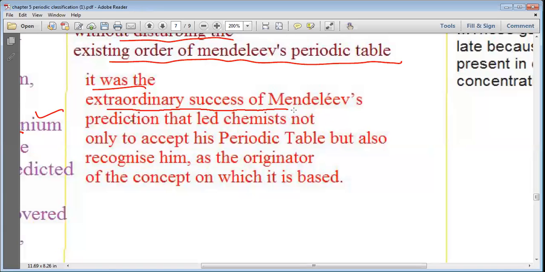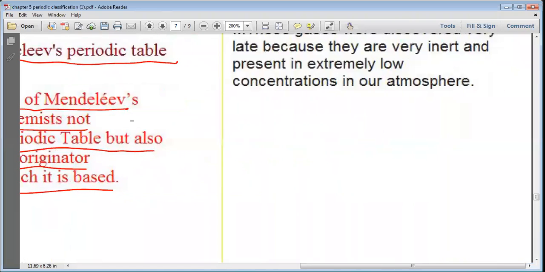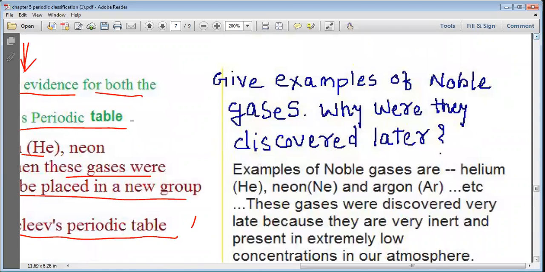It was the extraordinary success of Mendeleev's periodic table predictions that led chemists not only to accept his periodic table, but also to recognize Mendeleev as the originator of the concept of the classification of the elements. So this is how, my dear students, we understood the various important achievements of the Mendeleev periodic table.